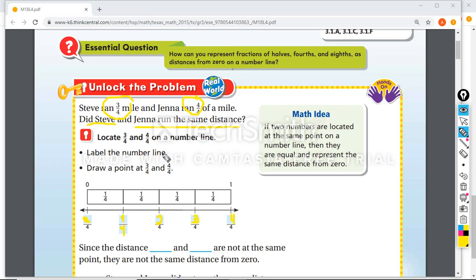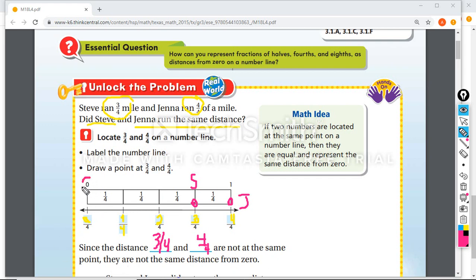So let's locate these on a number line. 3/4 would be where? 3/4 would be right here. And 4/4 would be right here. And who ran 3/4? This is Steve. Who ran 4/4? This was Jenna. So the distance, 3/4, are they the same? Are they on the same point? No. 3/4 and 4/4 are not the same point. They are not the same distance from 0.